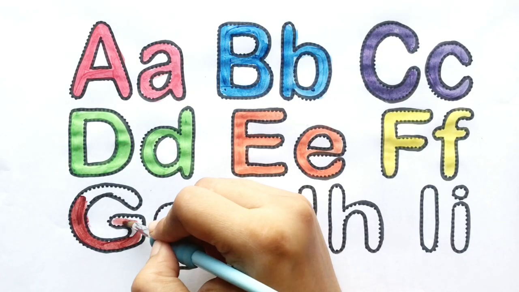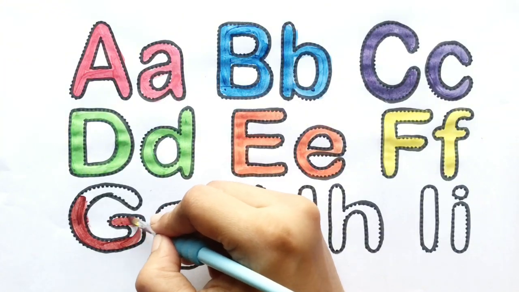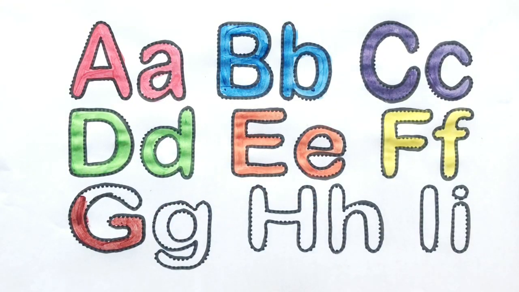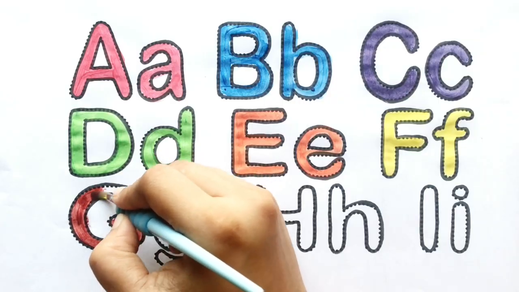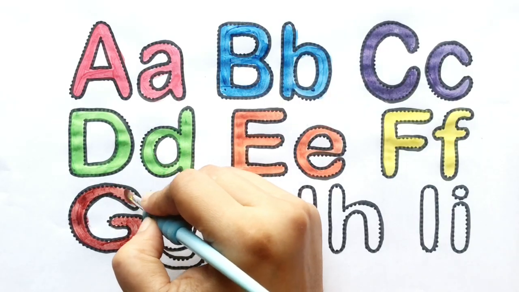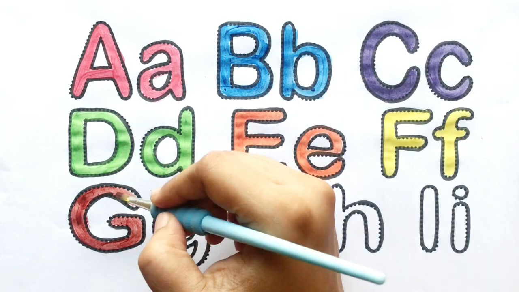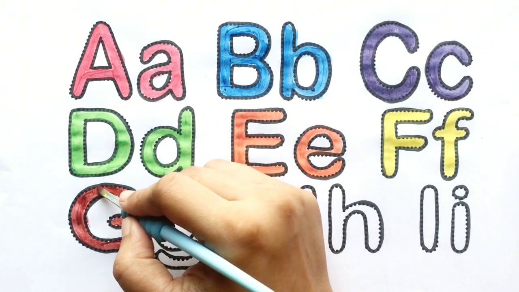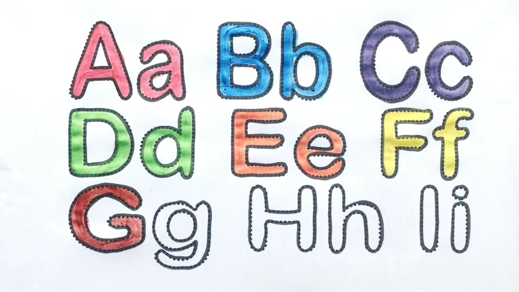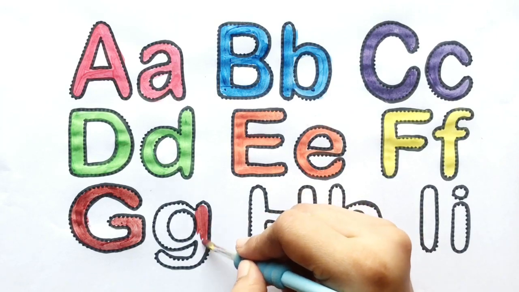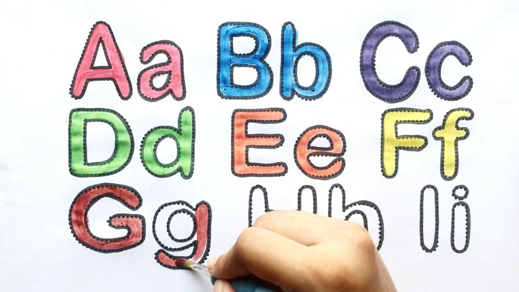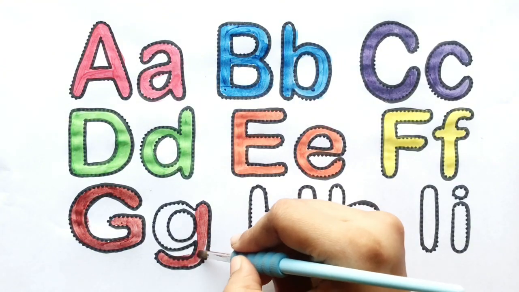Uppercase letter G. G for grapes. Lowercase letter g. G for gorilla.